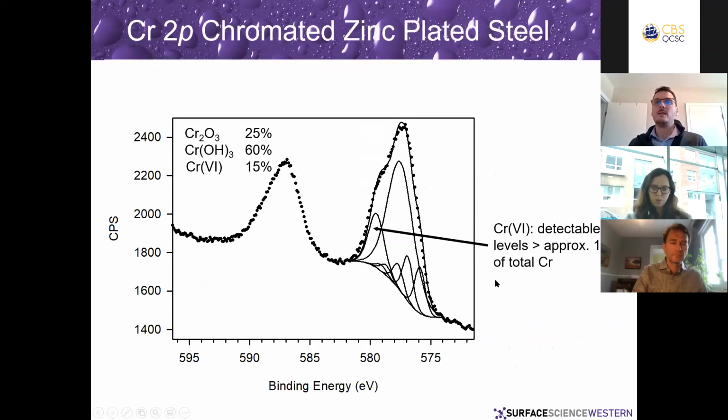This was a chromated zinc plated steel. We have so much chrome oxide, so much chrome 3 hydroxide, but then also we've got chrome 6 showing up on this surface. So we've taken these parameters and applied them over and over and over again on a variety of different systems, and they work, allowing us to quantify or semi-quantify the amount of different species within a system. And chrome works really well. There's not a ton of different chrome species, so it works.